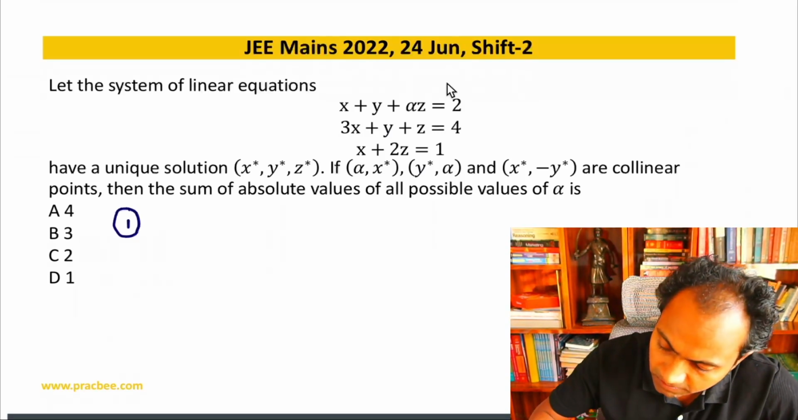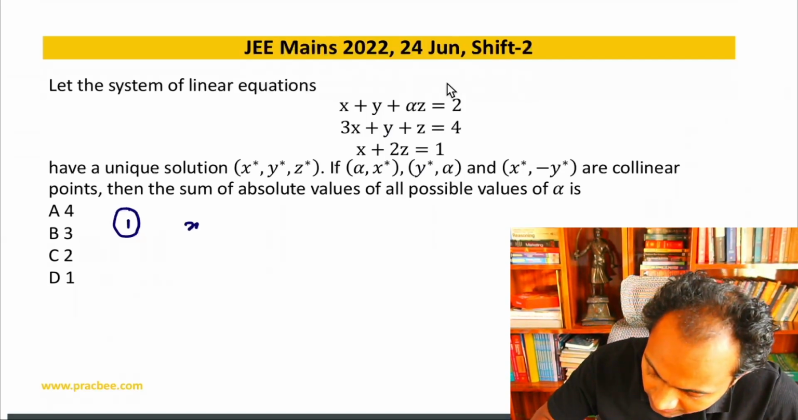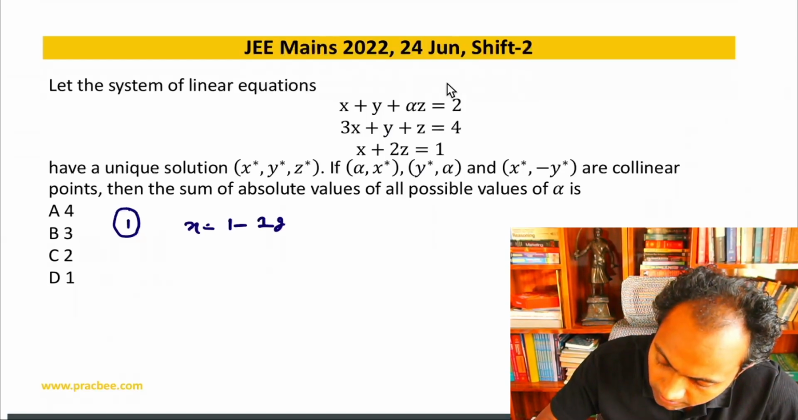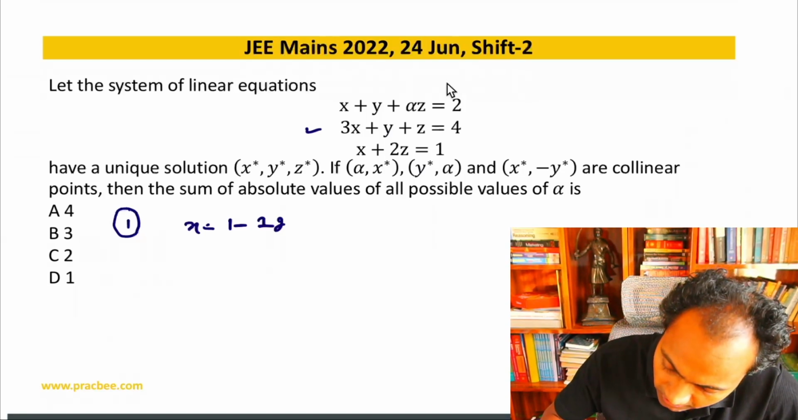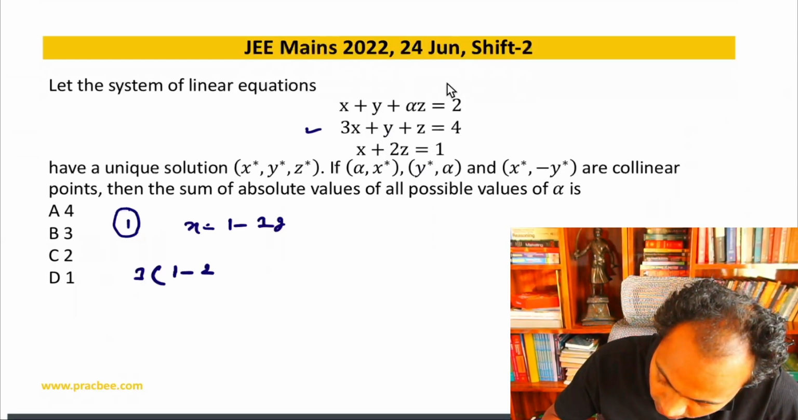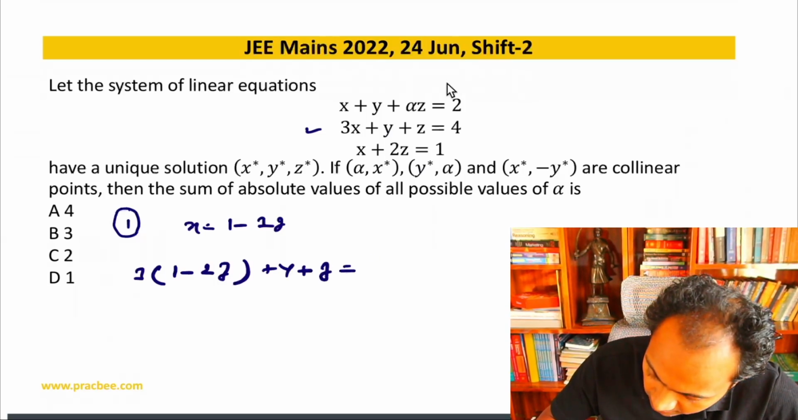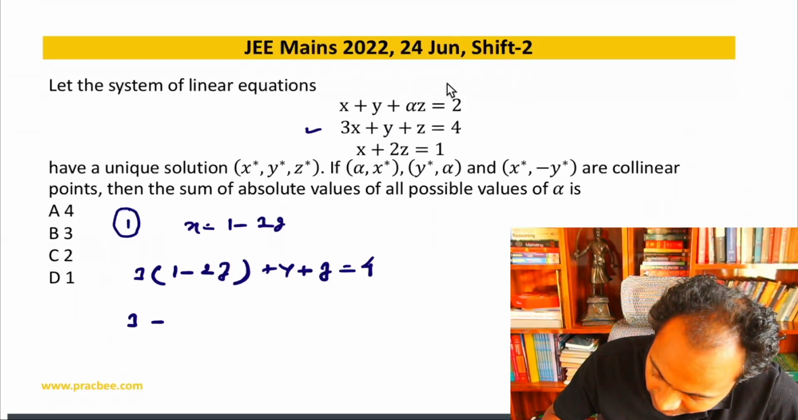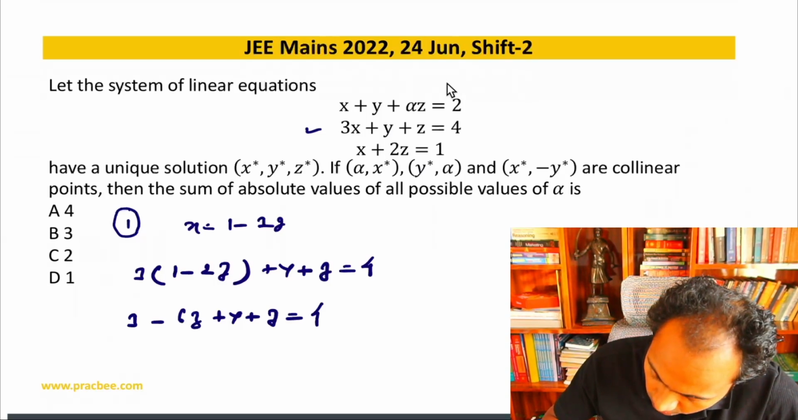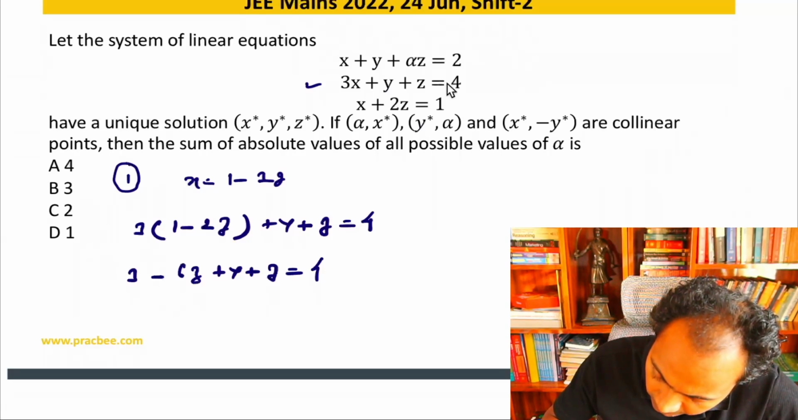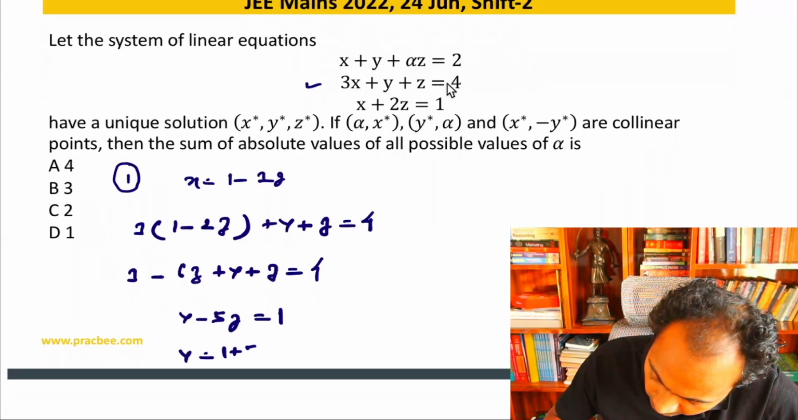Now if I look into this question, I can figure out the value of x in terms of z using the third equation: x is 1 minus 2 times z. Now I can substitute this value in the second equation, so it is 2 times (1 minus 2 times z) plus y plus z is equal to 4. If I simplify, this is 3 minus 6z plus y plus z is equal to 4. So simplifying, I have y minus 5z is equal to 1, or y is equal to 1 plus 5z.